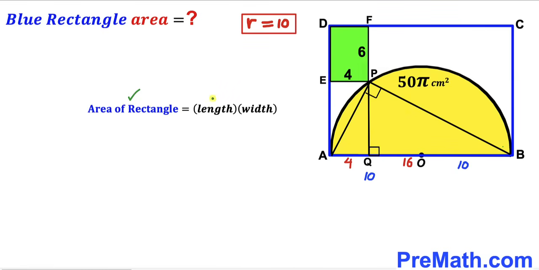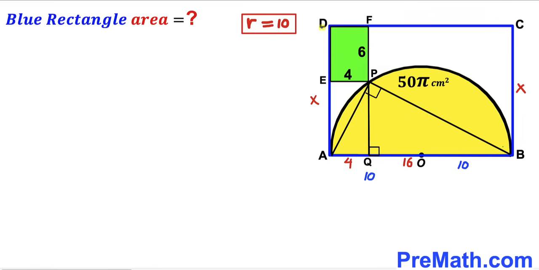Area is always equal to length times the width. And we can see the length of this blue rectangle is 20 centimeter. However, the width of this side is unknown. So I'm going to label this width as x, and then this width AD is going to be x as well. And now our task is to find the value of x.